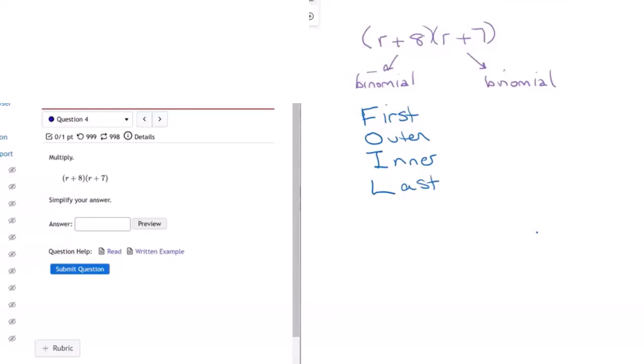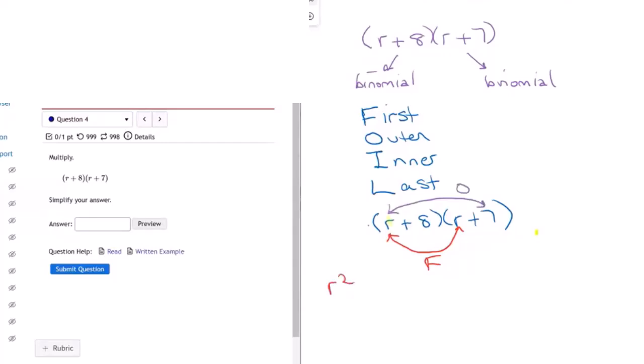What does that mean? We have R plus 8 times R plus 7. The first times the first means this times this. The first times the first is R times R, which is R squared.